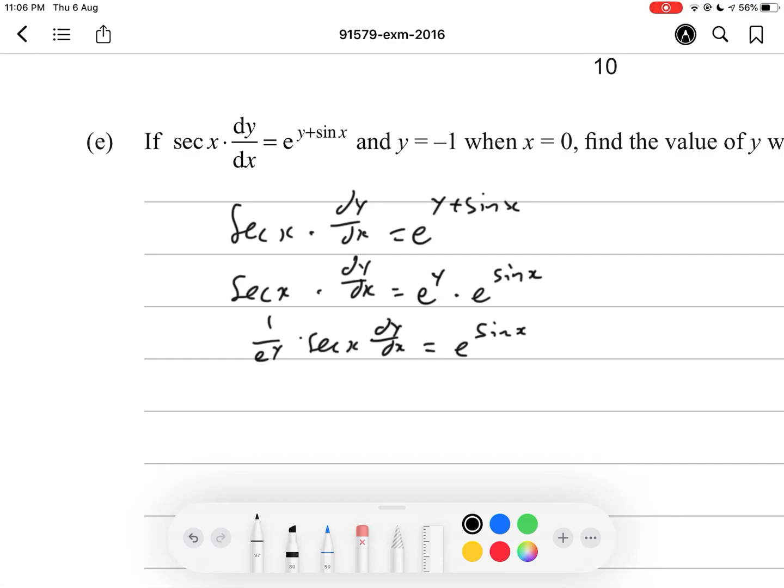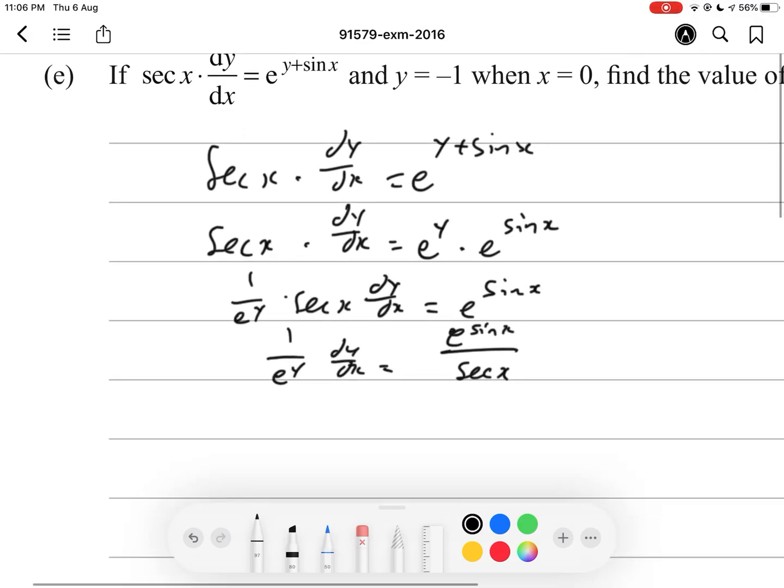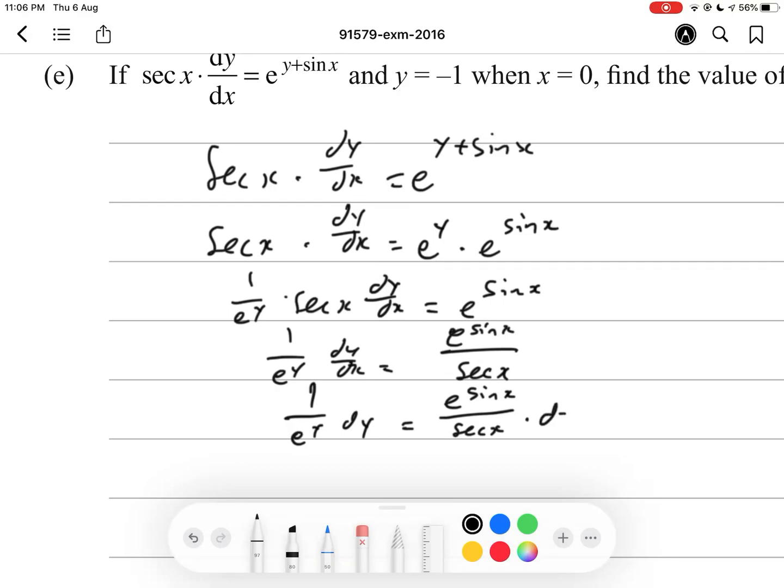Right, so now we're going to move the secant x to the other side. So 1 over e to the power of y times dy over dx equals e to the power of sine x over secant x. And now we're going to multiply dx on both sides. So 1 over e to the power of y dy equals e to the power of sine x over secant x times dx.